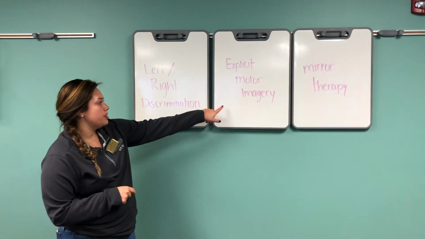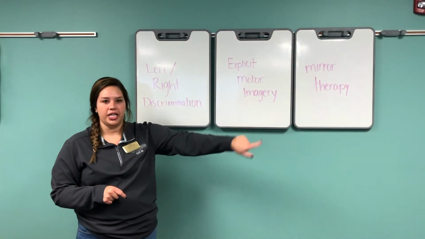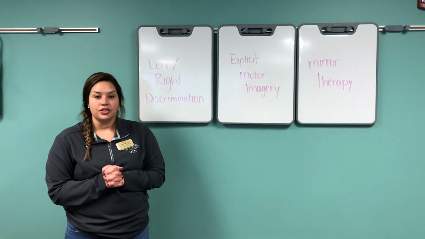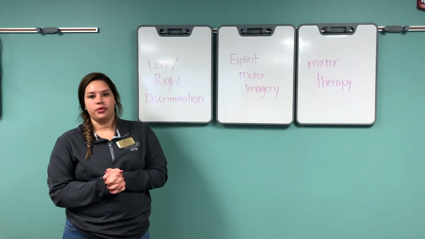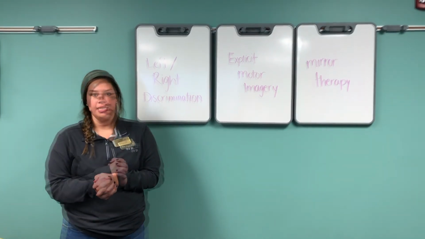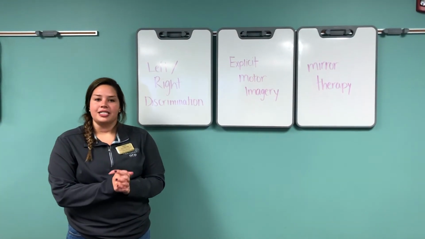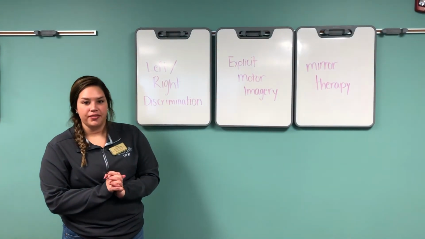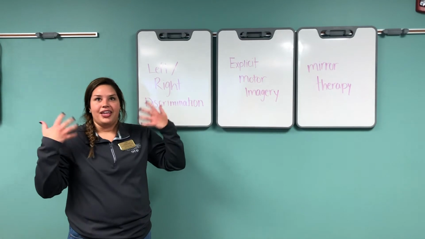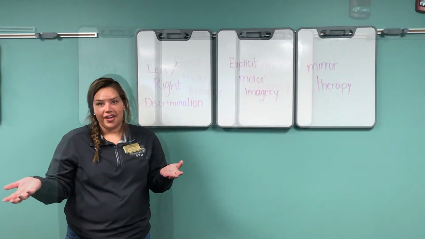The second is explicit motor imagery. It is thinking about moving without actually moving. So this is an example of when athletes pretend they're doing the activity before they're actually doing it. This can also explain why you feel tired after an action movie, because the mirror neurons in our brain think we're doing the action when we really aren't.